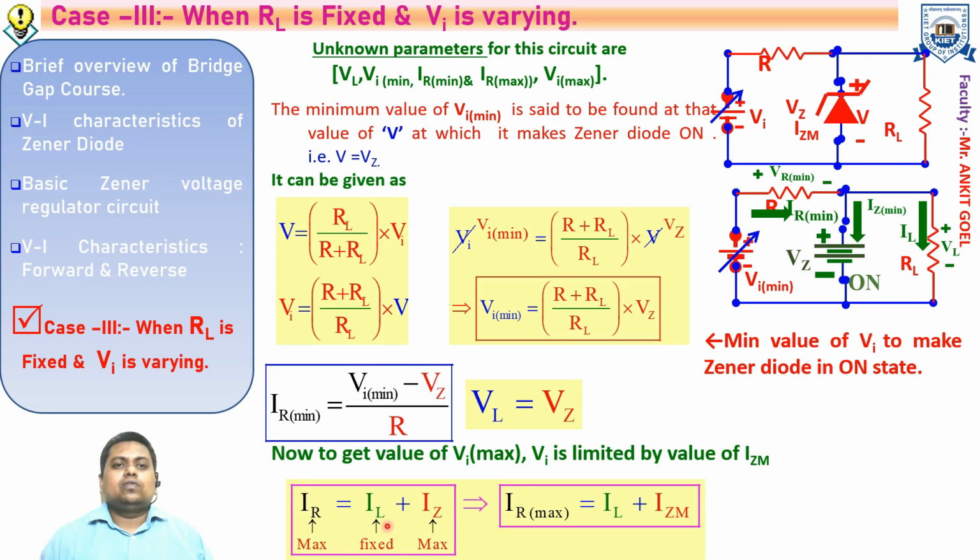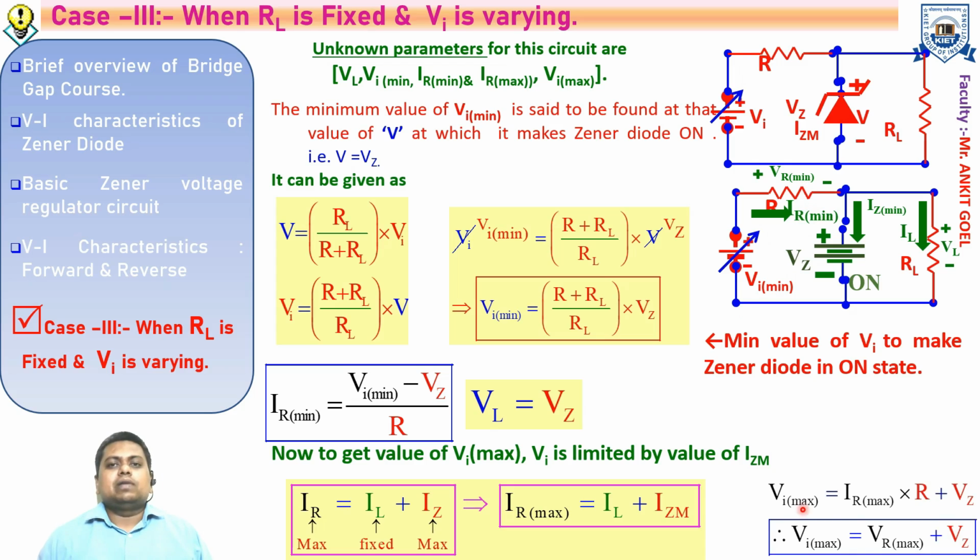Once the load current is fixed, IR will be maximum only when the IZ will be maximum. So to make the right hand side maximum, I can replace the IZ by the maximum possible value of the Zener current, IZM. So when IZ becomes IZM, it gives me the maximum value of the series current, that is IR maximum. So IR maximum is equal to IL plus IZM. Once we have the maximum value of the current, I can find the Vi maximum as Vi maximum is equal to IR maximum into R plus VZ.